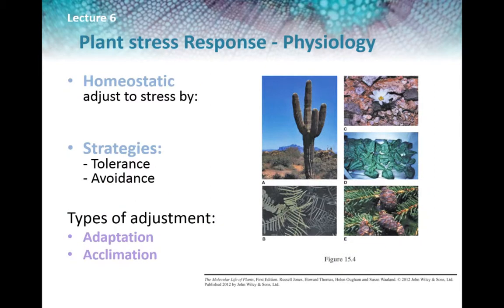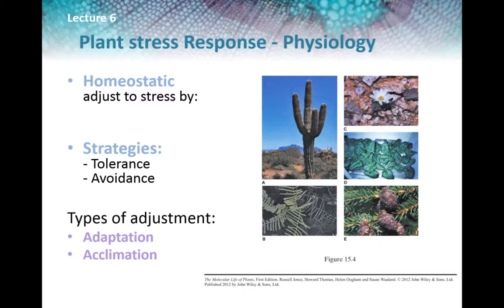Plants, like all living systems, are homeostatic, meaning that they tend to adjust to stress to keep their balance and ensure survival. Plants adjust to changing environmental factors by exhibiting stress tolerance, such as building resilient structures able to stand the stress, or by avoiding the stress, such as making strategic changes in their life cycles to avoid the extreme conditions.